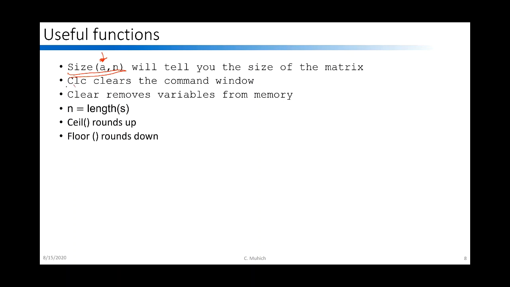CLC we've already gone over. That's going to clear the command window. Clear is going to remove all our variables from memory. Length is just like size, but is only for vectors, so it only is going to handle a one-dimensional array. And then these functions, ceiling will round up to the nearest integer, and floor is going to round down.